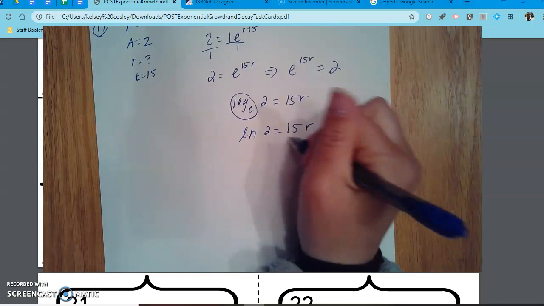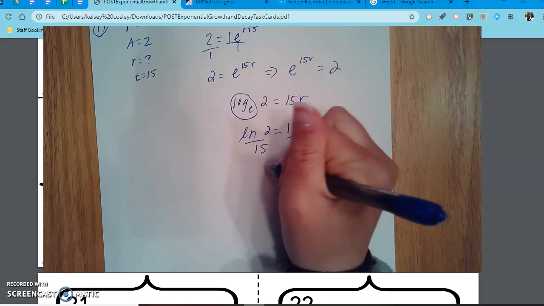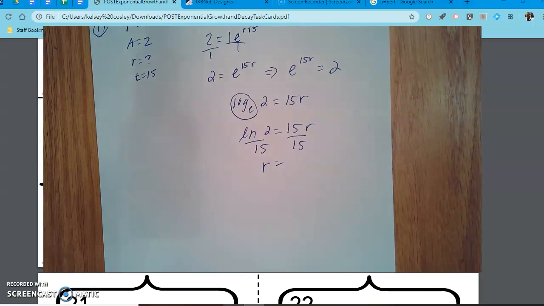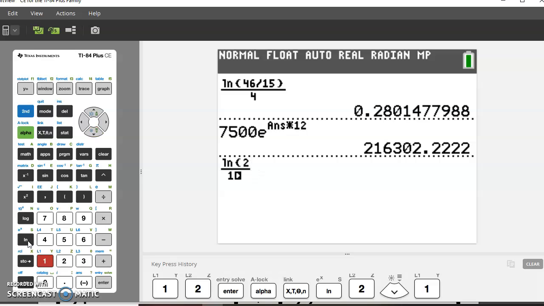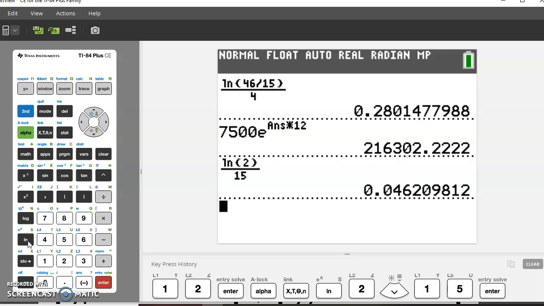And then to get the r by itself, I'll divide everything by 15 to get a rate of, and let's plug this into our calculator. I'll do alpha x, natural log of 2 divided by 15. I'm going to get a rate of 0.046.